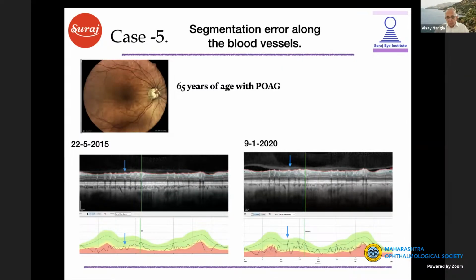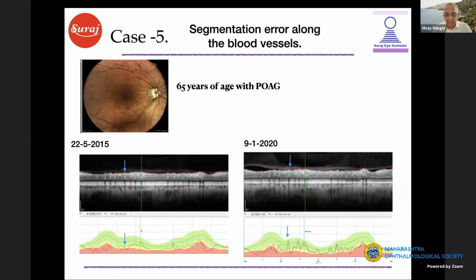And this is another patient where you find that this is a segmentation error that often takes place when there is a flattening of the retinal nerve fiber layer. It sort of bottoms out, the flooring effect. And this is a time when maximum errors take place. And if you take a look at the scan on the left side, you'll find that the deeper part of the blood vessels has not been included in the segmentation of the retinal nerve fiber layer. But when you take a look at the scan done in 2020, you'll find that somehow the machine has included a larger part of the inferior part of the blood vessels in the scan.